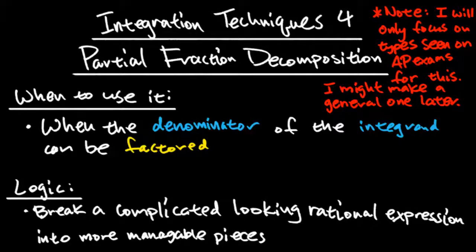Hello class, in this video we're going to be going over another technique. This is the fourth one in the series, called partial fraction decomposition. You use it when there's a denominator in the integrand that can be factored, and it's harder to do without factoring. Then you factor it and make it easier. The logic behind it is to break a complicated-looking rational expression into more manageable pieces.